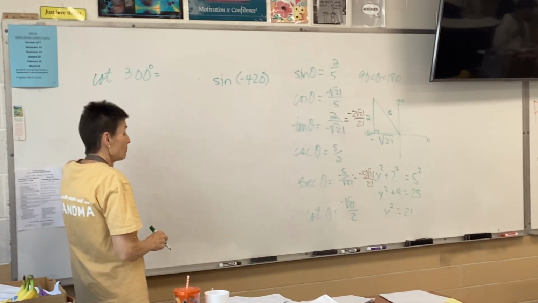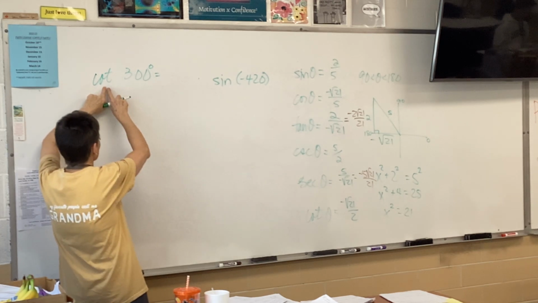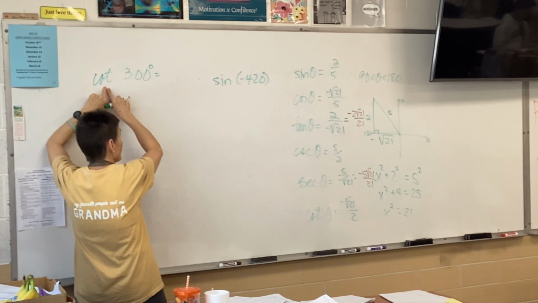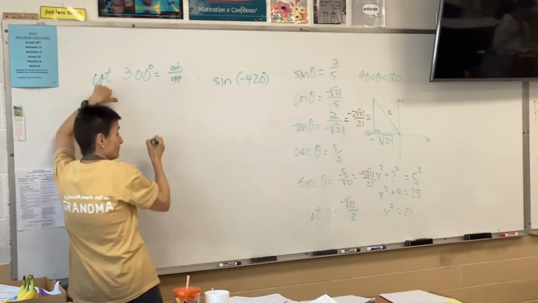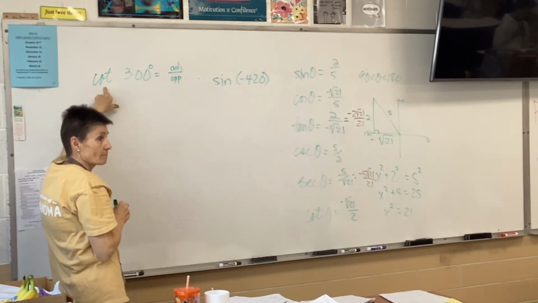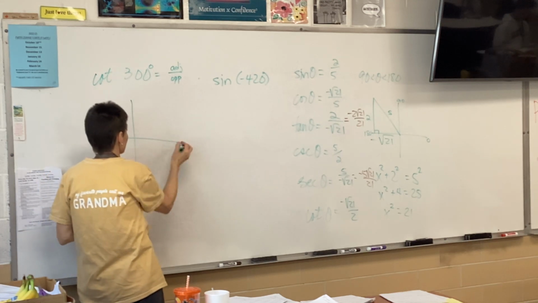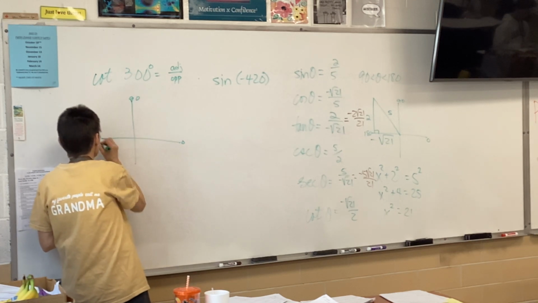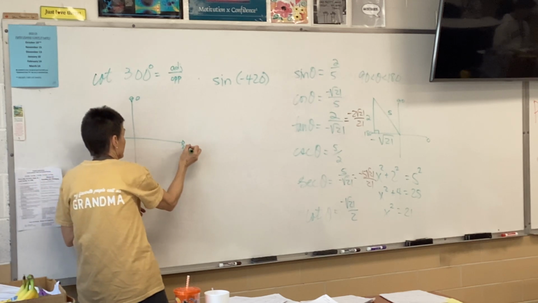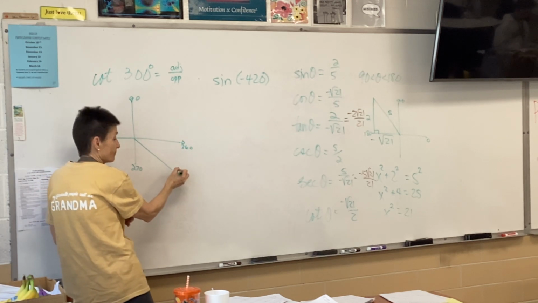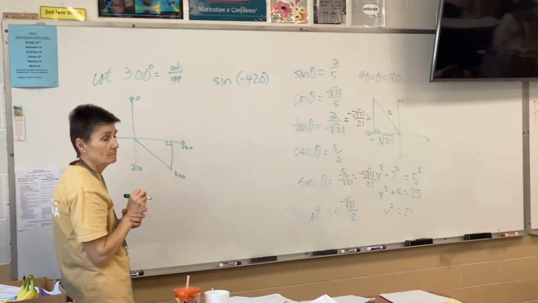It might help you if you said right off the bat, before you did anything else, I need a cotangent. Cotangent is going to be adjacent over opposite, right? That's what cotangent is. So now I'll draw my picture. Where am I going to put 300? Right here. There's my triangle.